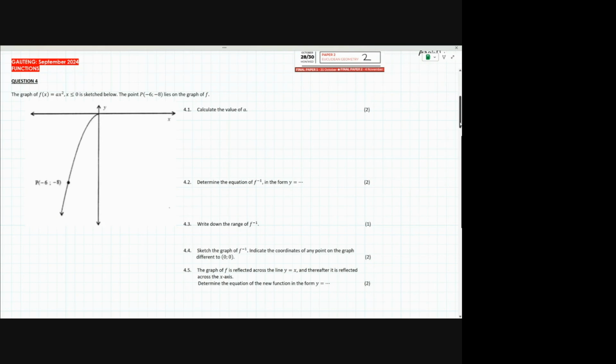Whereas for the Gauteng paper in trials, it was actually the inverse function first, then it dealt with exponentials and inverses, and then it only dealt with the combination question. So this was just a little bit different in terms of how it was set up, and it's nice to see things being presented differently, because I think that's sometimes what trips us up. We expect one thing, we get another thing, and then we panic.